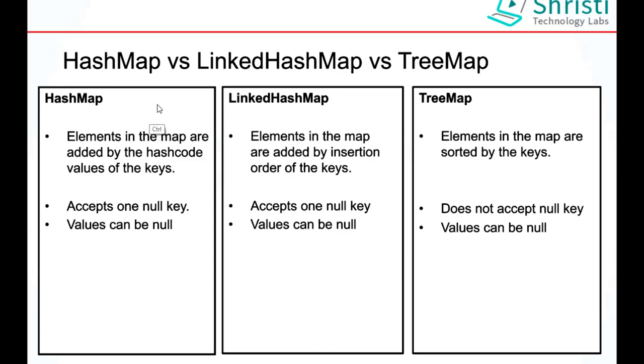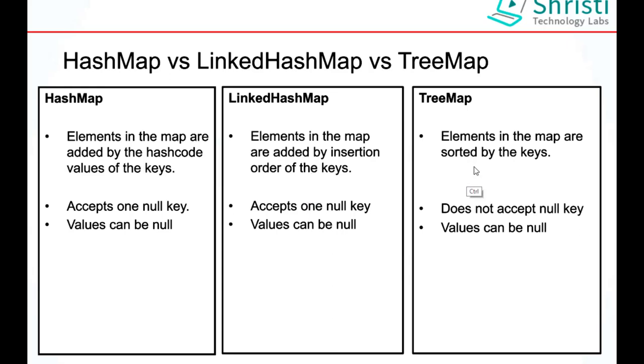Because these are concrete implementations of the map interface, they are all key-value pairs. Let us first start with HashMap. In case of HashMap, the elements are added based on the hash code values of the keys. So you can never predict the order of the elements when you iterate it. Coming to LinkedHashMap, the elements are added as per the insertion order of the keys.